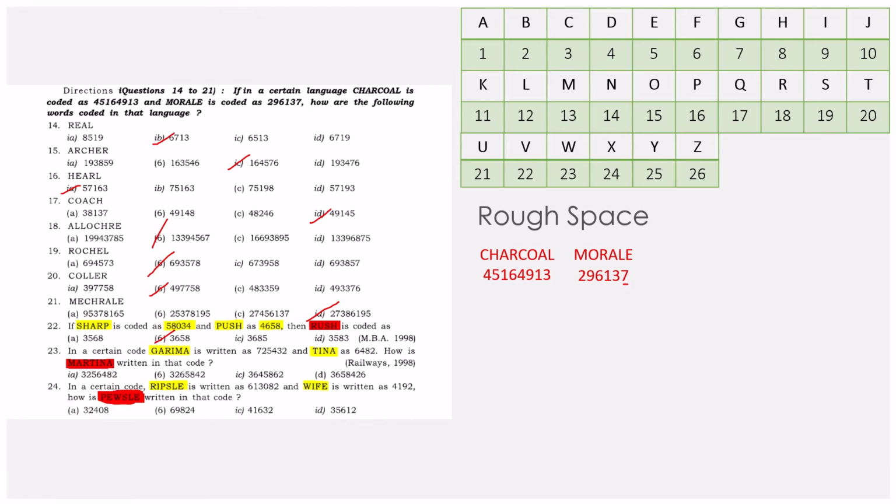And the next thing, in a certain code, Garima is written as okay. Let me just highlight the values given. I know that you can understand everything, but just for my convenience. That's it.